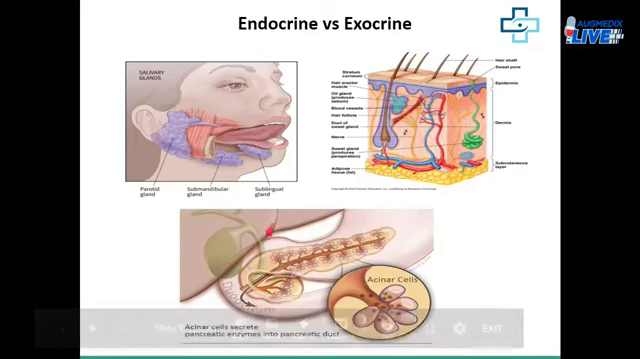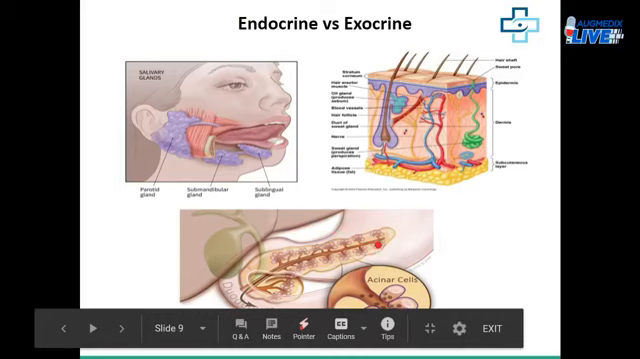This is a pancreas. As you can see, this is the duct of the pancreas, and these are the cells where the enzymes or the chemicals are stored. So what happens when fatty food enters the duodenum? From the gallbladder, bile is released, and from the pancreas through the duct, the enzymes, which are amylase and lipase, are released. Together they help in digestion. So this is another example of exocrine gland.